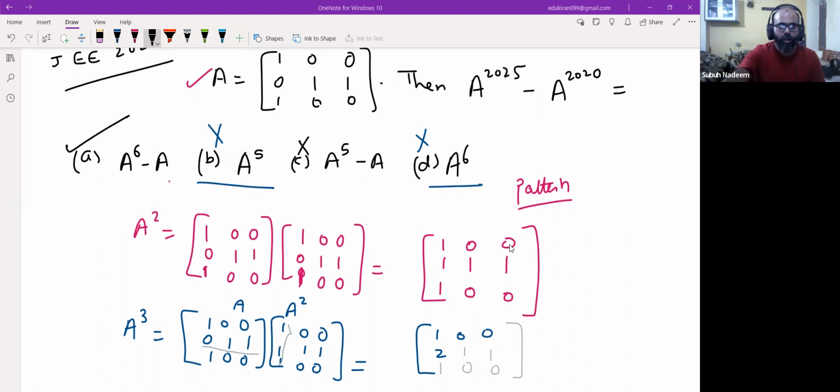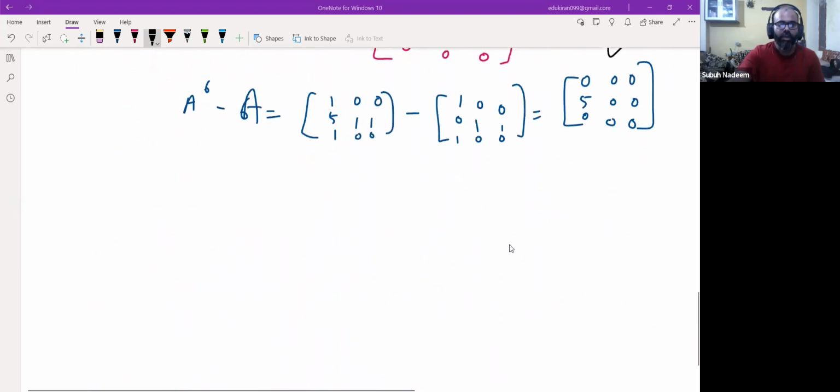Fine. So now I would like to give you a question on a similar pattern. This question was asked in 2021, in shift 2, 25 July. Here you also have to do matrix multiplication and see the pattern. So I'll give you a few moments, like 2-4 minutes, so you will be able to attempt it.